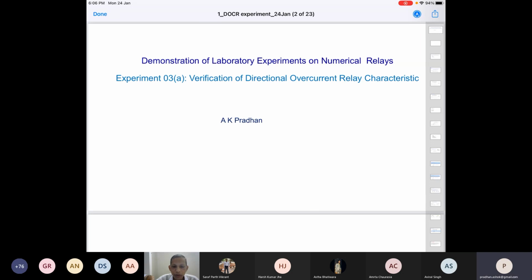We'll come forward to two more relays here. So this is the closing class for protection. So this class will be dealing with two relays, directional relay and distance relay. We will first cover the directional relay and then move forward to the distance relay.